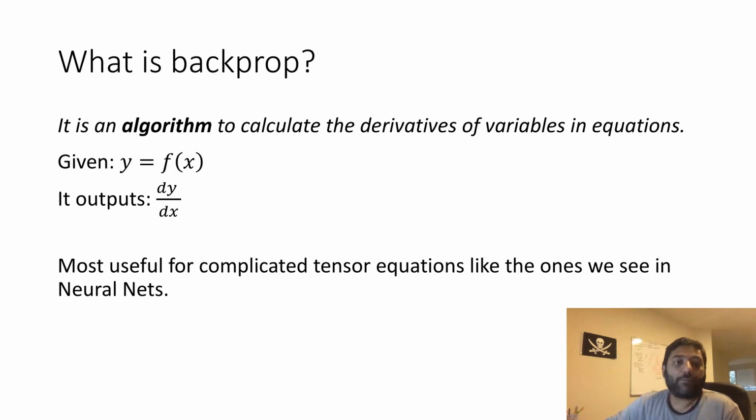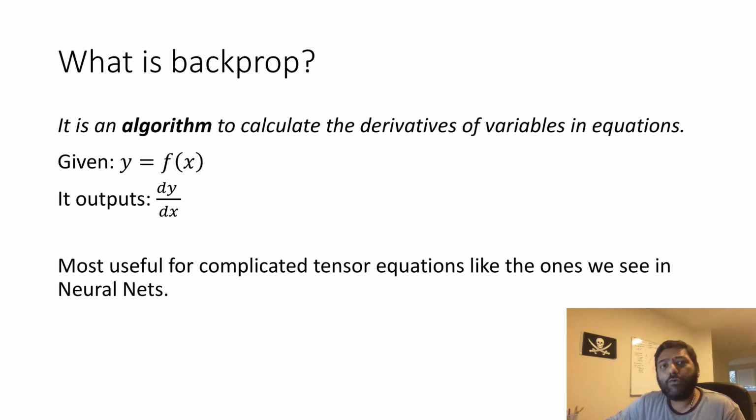So what is backpropagation anyway? It's an algorithm to calculate the derivatives of variables in an equation. So put very simply, given a function f of x, it will output the gradient of x. So if y equals f of x, then it will output dy/dx. And of course, if f is a function of multiple variables, then it will output the partial derivative of y with respect to x and so on, but you get the idea.